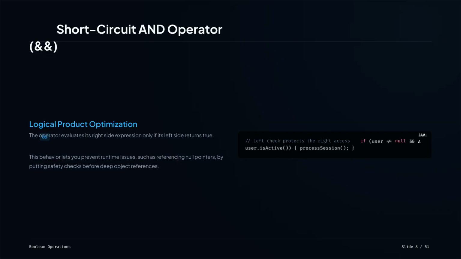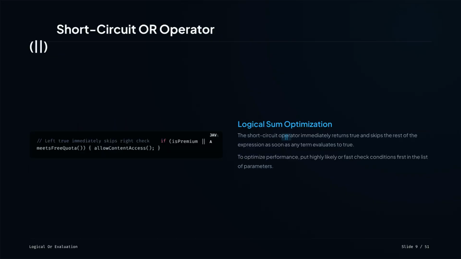It only evaluates the right side if the left side is true. This is vital for preventing runtime errors, such as null pointer exceptions, by performing safety checks first. Similarly, the short circuit OR operator performs a logical sum optimization. It immediately returns true if any term evaluates to true. For performance, you should place the most likely or fastest checking conditions first in your expression.